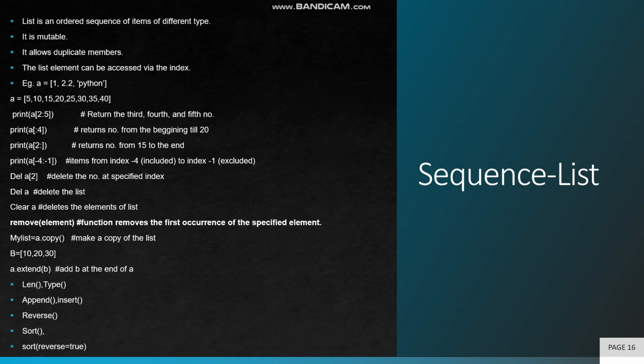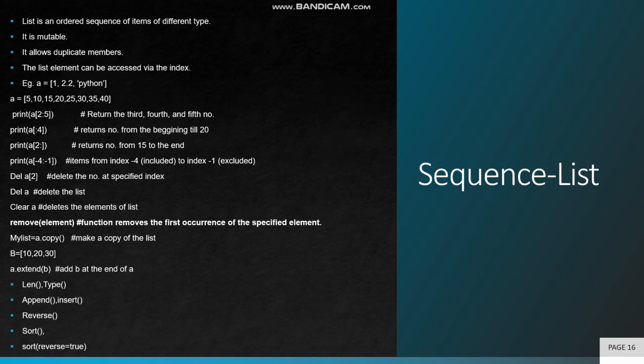In Python, there are two types of data type. One is mutable, one is immutable. Mutable data types are those whose value can be changed, but immutable data types are those whose values cannot be changed. So list is a mutable data type, so we can change it.